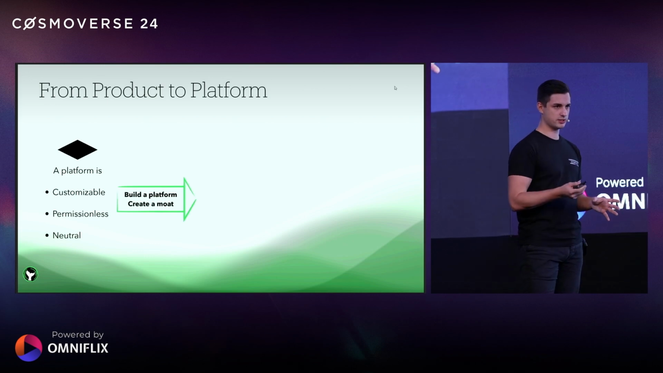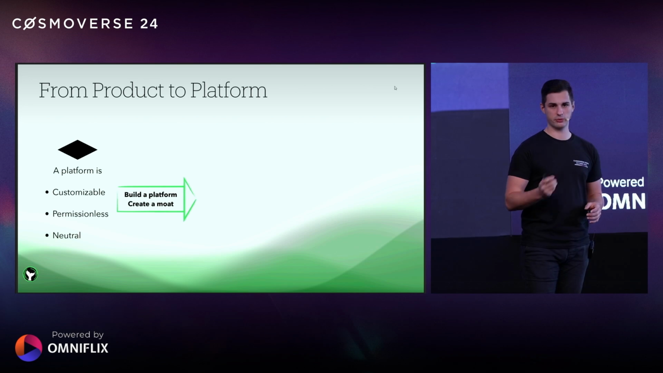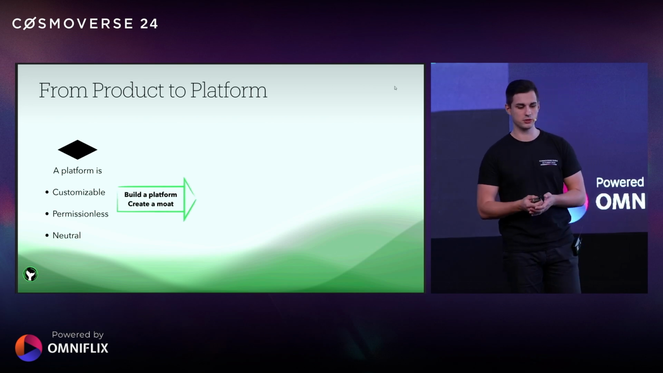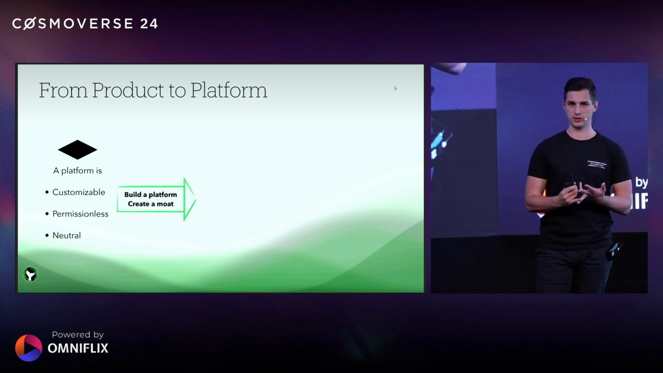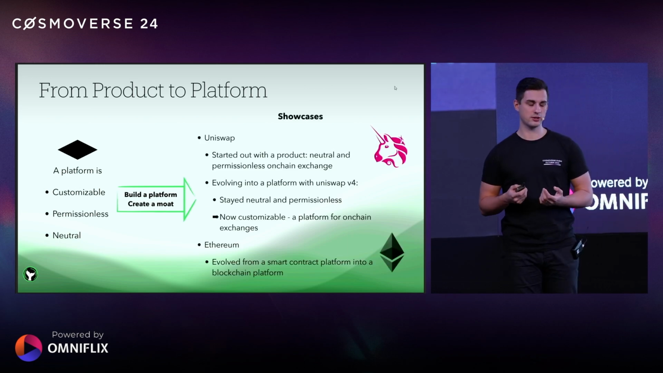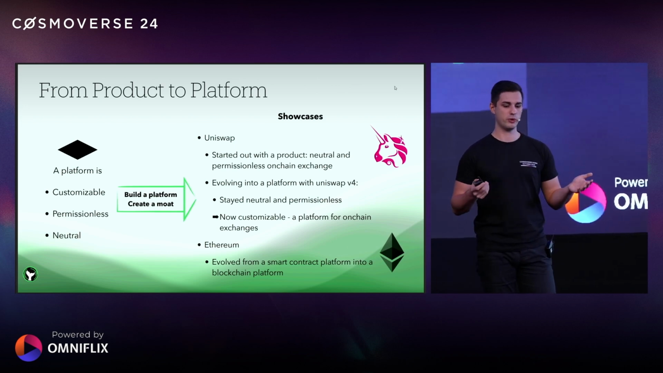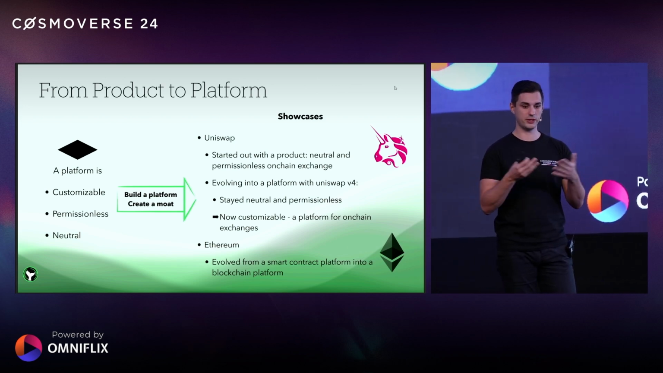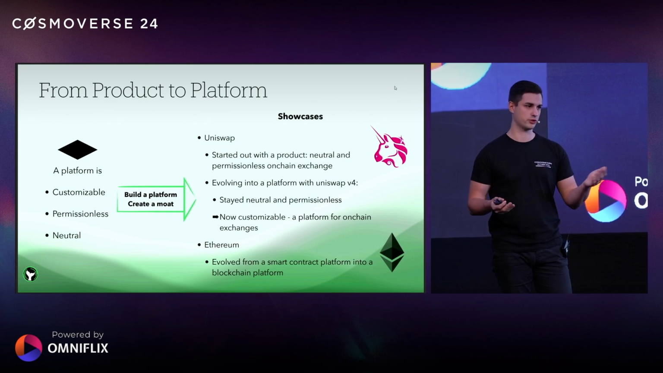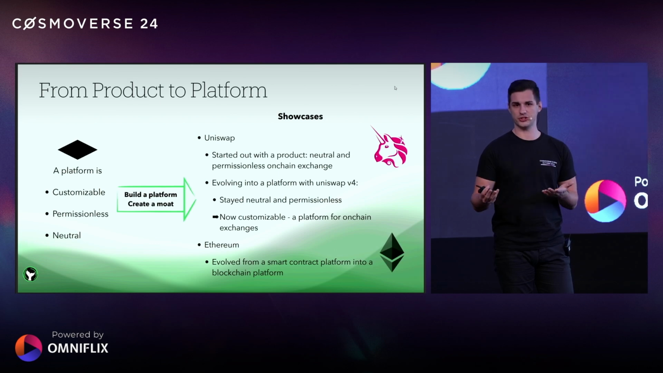So in essence, if you're designing a protocol, try to build a platform and thereby create a moat. And to build a platform, you need to be customizable, permissionless, and neutral. One of the best examples I could think of is Uniswap. Uniswap started as an exchange that is neutral, that is permissionless, because you can create pools, and it's somewhat customizable because you can decide which assets you're going to list and what the fees are.